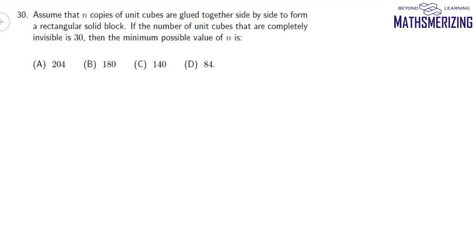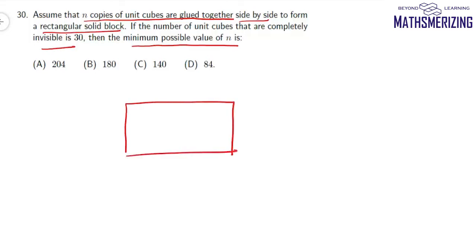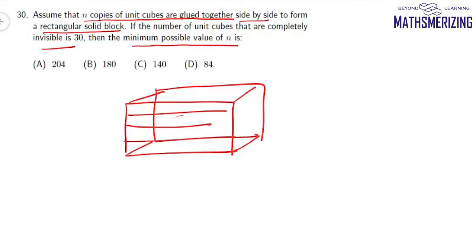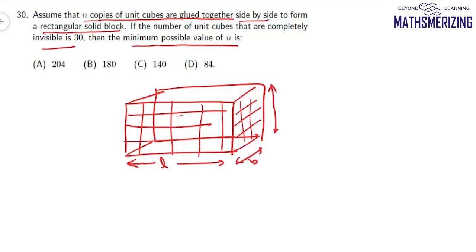Now question number 38 says, assume that n copies of unit cubes are glued together side by side to form a rectangular solid block. If the number of unit cubes that are completely invisible is 30, then we need to find the minimum possible value of n. So let us take this rectangular block containing 1 cross 1 pieces. Now suppose here this length is L, suppose B, and then this is suppose H.